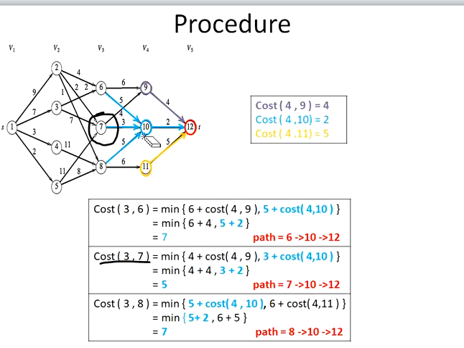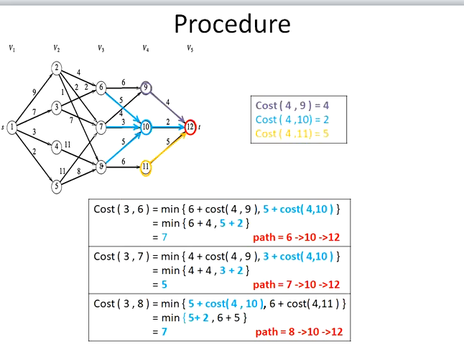The route goes something like this. It is going from 7 to 10 to 12. So this is the route. Among the routes 7, 9, 12 and 7, 10, 12, we are getting the better route as 7, 10, 12.